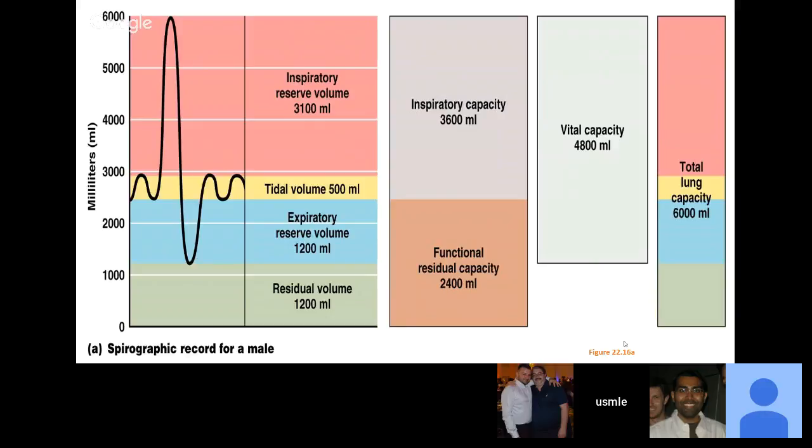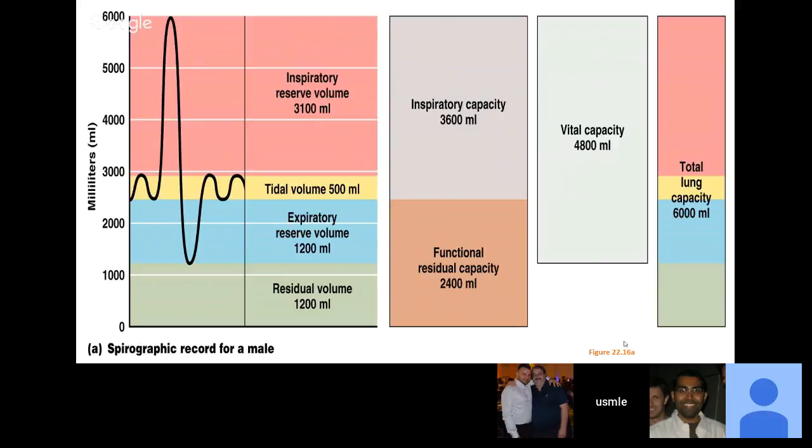And then you have the inspiratory reserve volume, which is the forced inspiration that you ask your patient to do. Breathing in and in until they cannot breathe in anymore. And what you notice is that the inspiratory reserve volume is much bigger than the expiratory reserve volume. Why? Because you have the residual volume that plays a role in here.